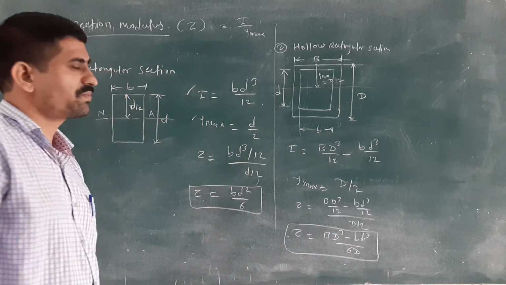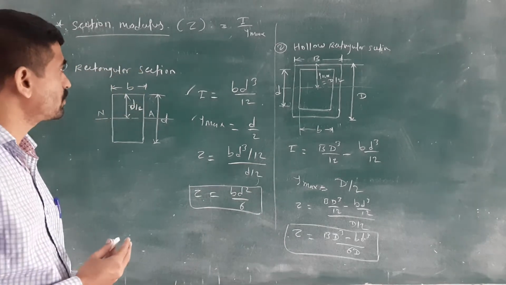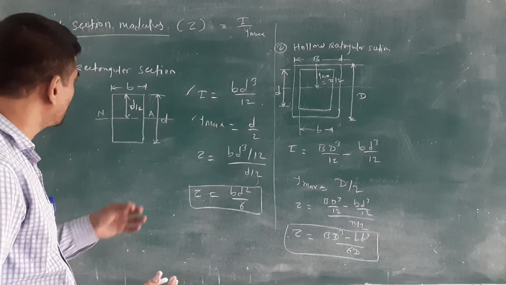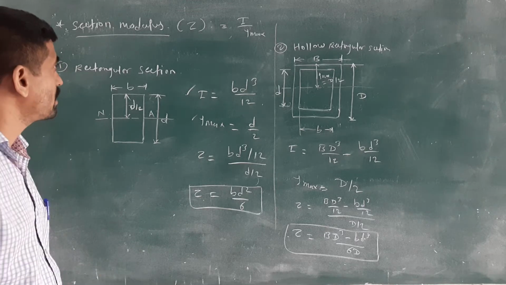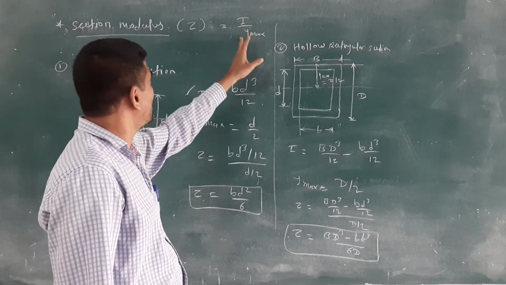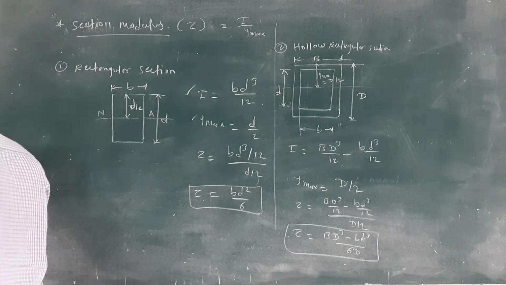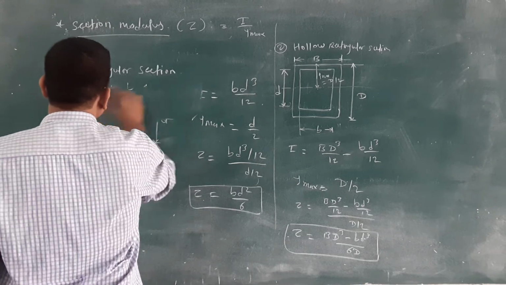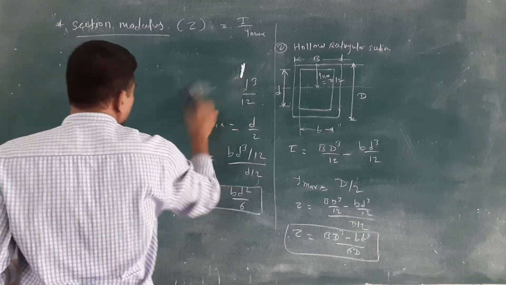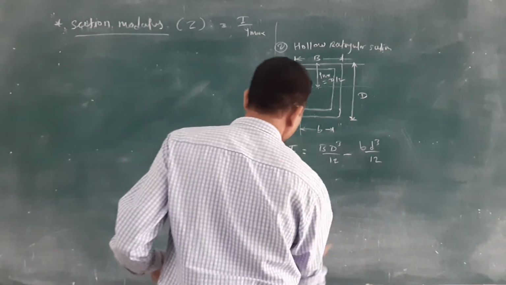Okay, in this way we want to calculate the value of Z. From the bending formula M by I is equal to sigma by y, you will get the two values I and y with the help of section modulus. In a similar way, you can calculate the value for the circular section. Okay, we'll check that circular section.